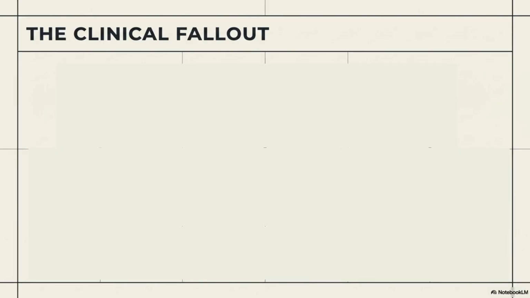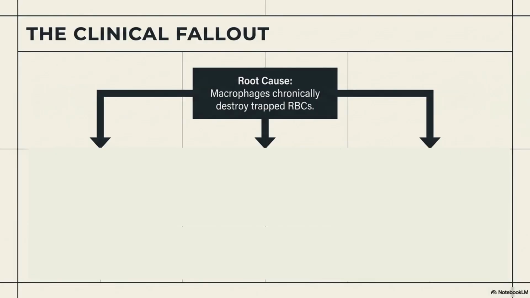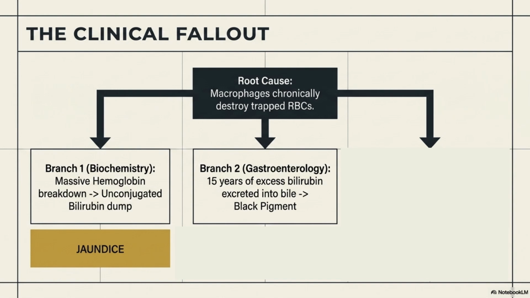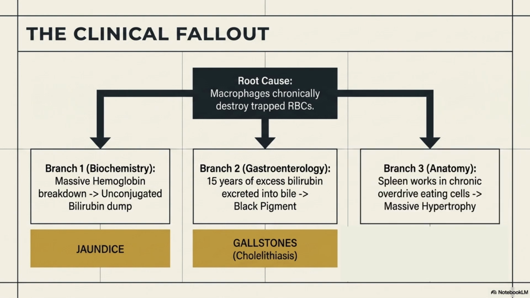This leads to the clinical fallout. The root cause is that macrophages chronically destroy trapped RBCs. This splits into 3 branches. Branch 1 is biochemistry. Massive hemoglobin breakdown leads to an unconjugated bilirubin dump, causing jaundice. Branch 2 is gastroenterology. 15 years of excess bilirubin excreted into bile leads to black pigment, causing gallstones or cholelithiasis. Branch 3 is anatomy. The spleen works in chronic overdrive, eating cells, leading to massive hypertrophy known as splenomegaly.